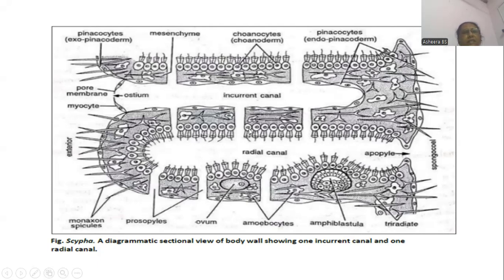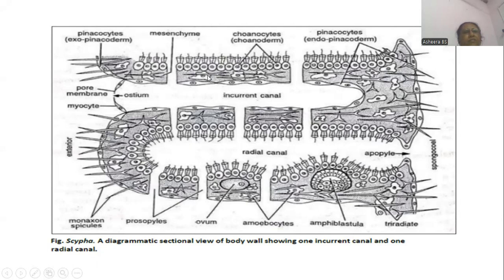The radial canal is lined by what? Conocytic layer. You can see the conocytic layer, flagellated cells, we call it the conocytic layer. And see here the incurrent canal, it is lined by the pinacocytic layer. The pinacocytic layer has flat pinacocytes. The incurrent canal is lined by the pinacocytic layer, that is the flat cells, and the radial canal is lined by the flagellated cells.